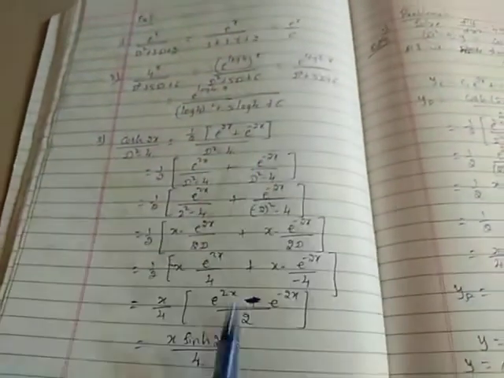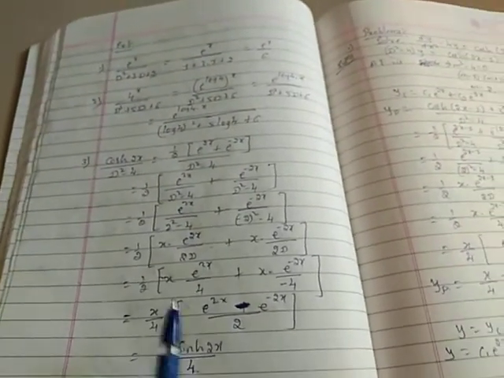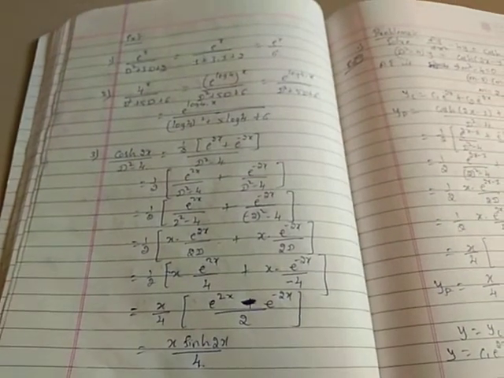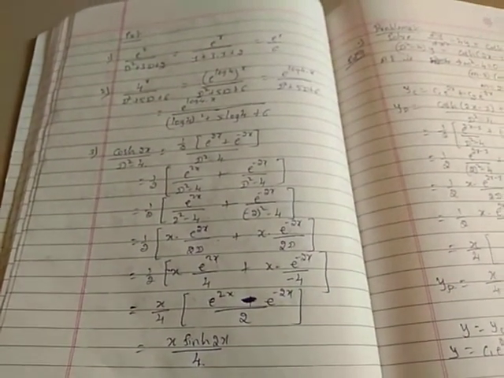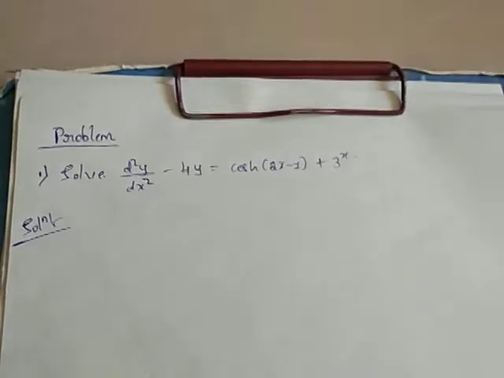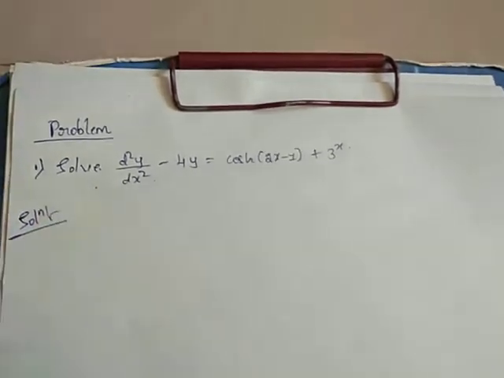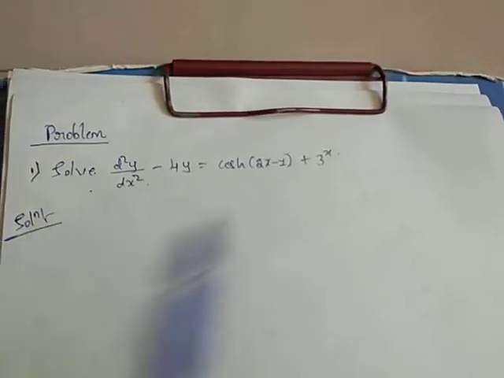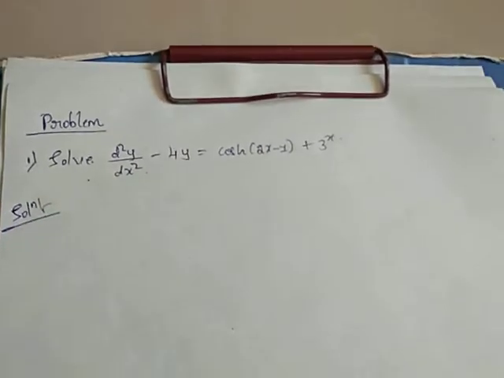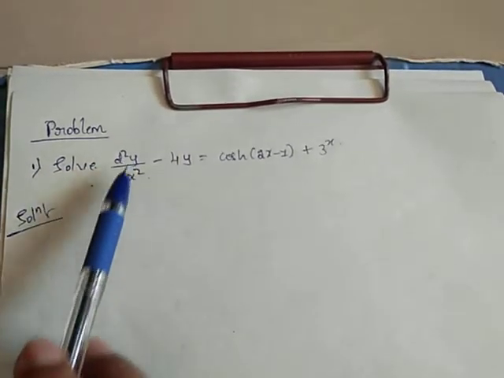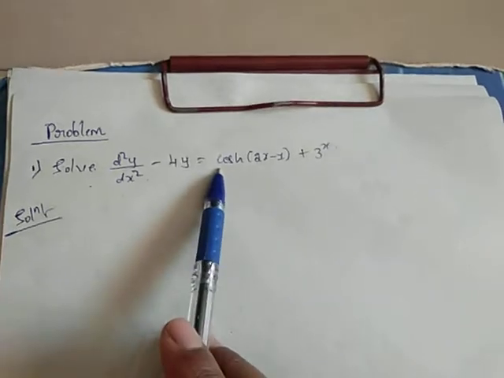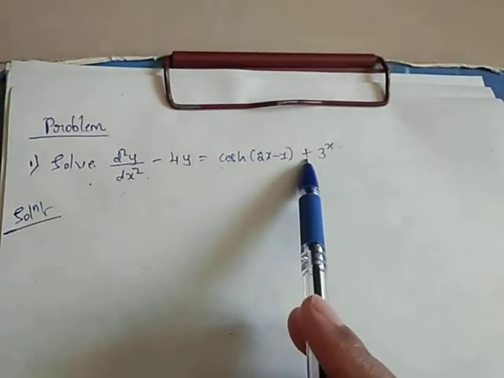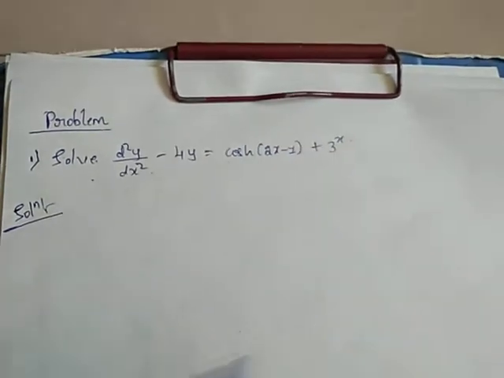So these are some examples of finding the PI. So that is of the type 1 examples. Here I am taking an example to solve this non-homogeneous equation, that is of the type 1 RHS. So to solve the equation, d square y by dx square minus 4y equal to cosh of 2x minus 1 plus 3 raised to x.